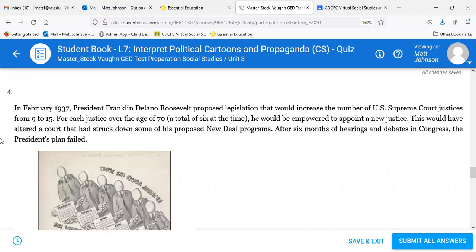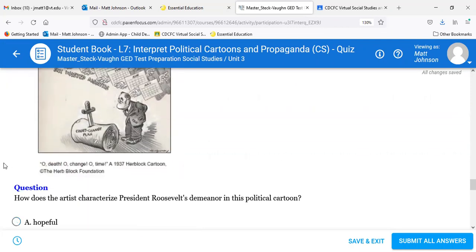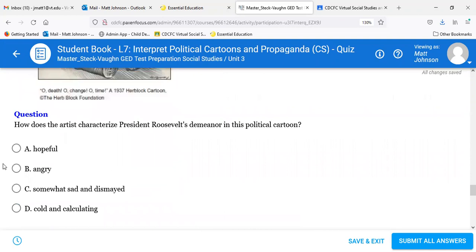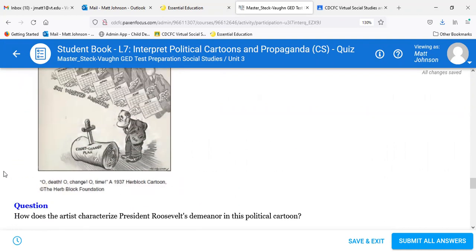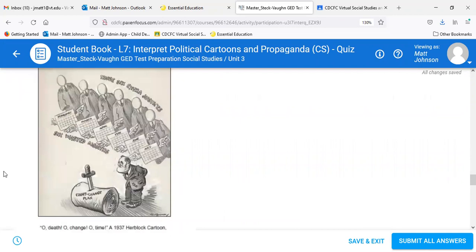Go ahead and read the question. How does the artist characterize President Roosevelt's demeanor in this political cartoon? A, hopeful. B, angry. C, somewhat sad and dismayed. D, cold and calculating.